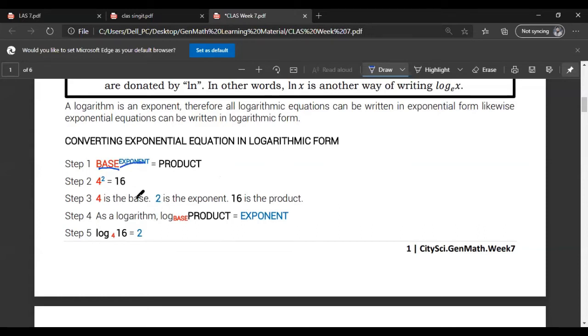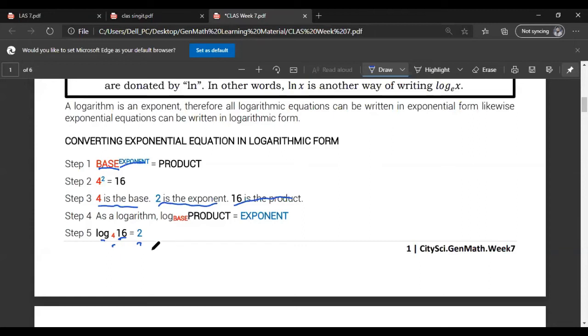Sige, pwede kayo malito. So if we have 4 squared or 4 raised to 2 is equal to 16. Of course, you all know that 4 is the base, 2 is the exponent, and 16 is the product. So when we write that as logarithm, the logarithm of the product with the base is equal to the exponent. Hence, the form now is logarithm of 16 with the base 4 is equal to 2.